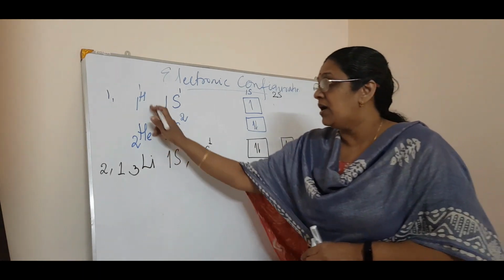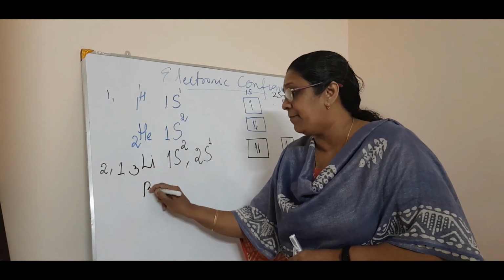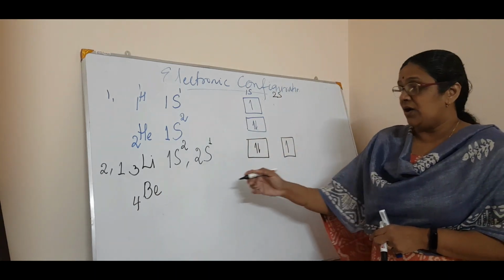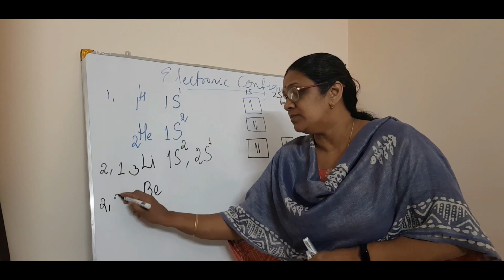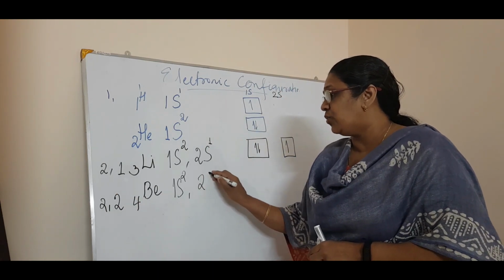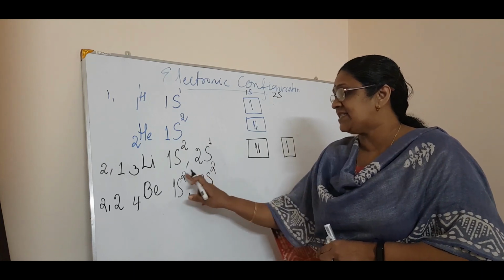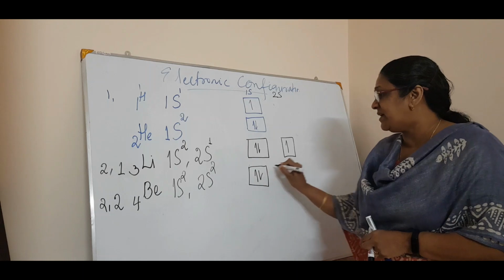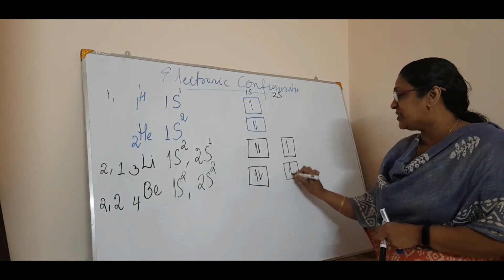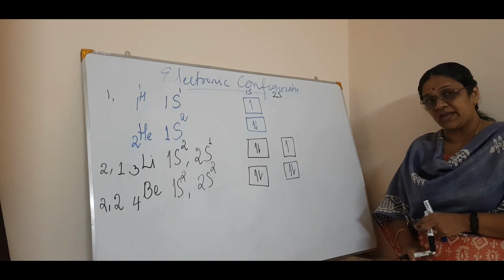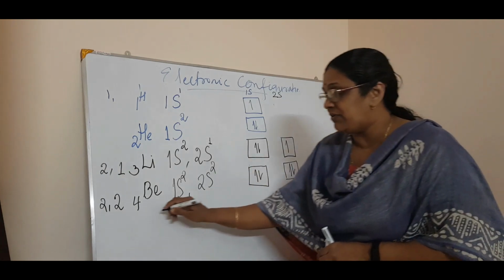Then next is what? Hydrogen, helium, lithium, beryllium. Beryllium is 4. Now you know 2 and 2, isn't it? So I can write 1s2 and 2s2, because s is having 2 electrons. Now what will be the orbital diagram? Orbital diagram is 1s2 and 2s2. s means 2 electrons paired, with opposite spin. Correct? Okay.